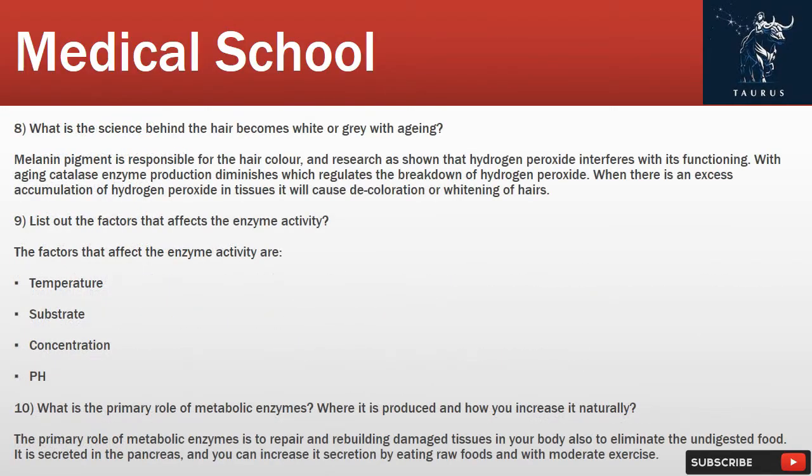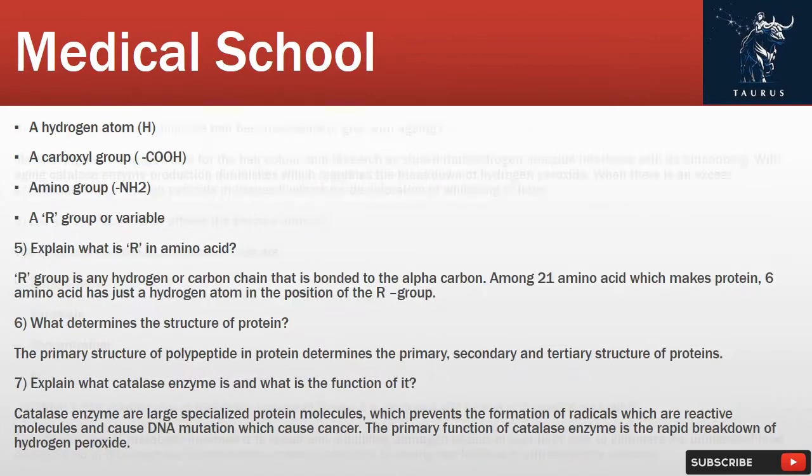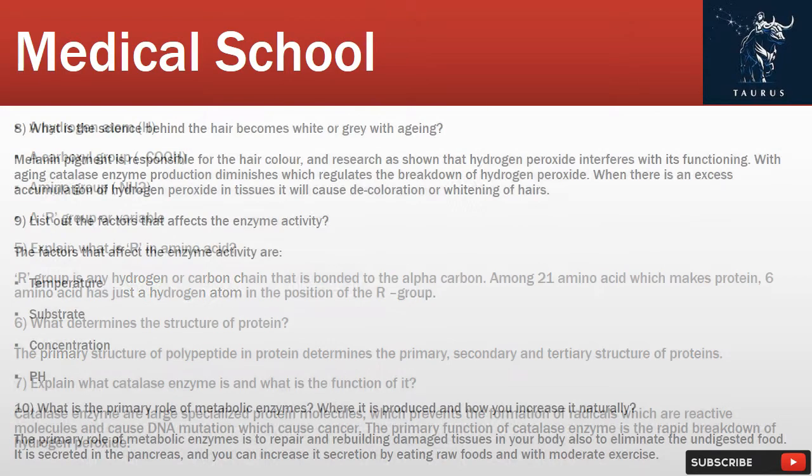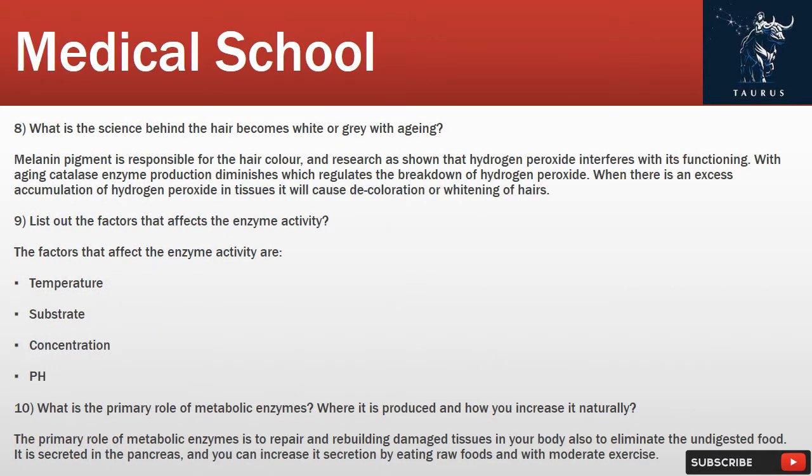8. What is the science behind hair becoming white or gray with aging? Melanin pigment is responsible for hair color, and research has shown that hydrogen peroxide interferes with its functioning. With aging, catalase enzyme production diminishes, which regulates the breakdown of hydrogen peroxide. When there is an excess accumulation of hydrogen peroxide in tissues, it will cause discoloration or whitening of hairs.